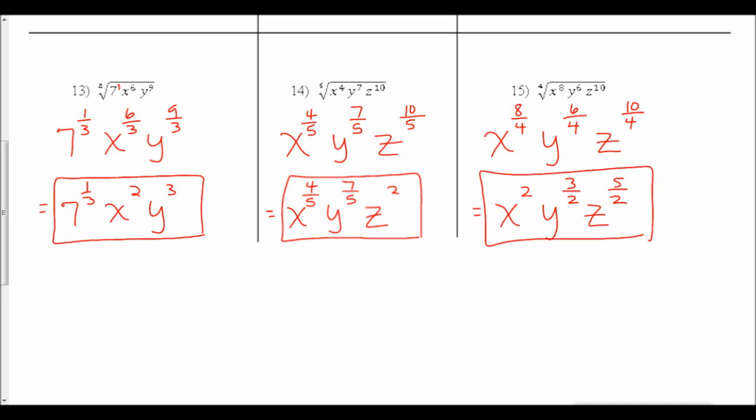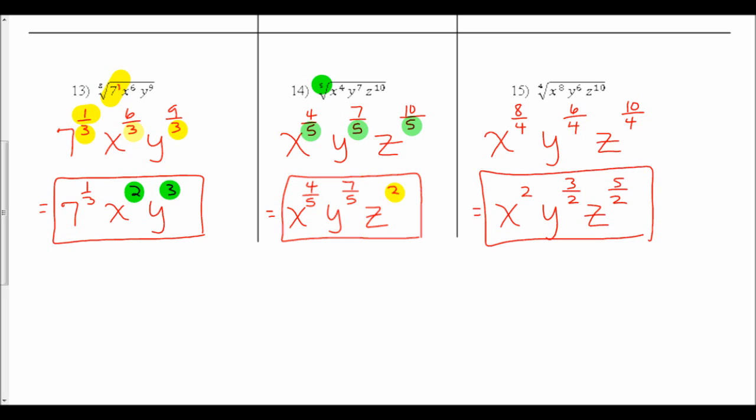On number 13, realize that the 7 is to the 1st power, so when I write this in fractional exponent form, I'm going to have a 7 to the 1/3. All of my roots are 3rd roots, so all of my denominators of my fractions are 3's. In the final step, I can simplify 6/3 to 2 and 9/3 to 3. In number 14, my index is a 5, so all of my denominators have 5. In the final step, I can simplify the 10/5 to a 2, whereas x and y's exponents have to stay the same.